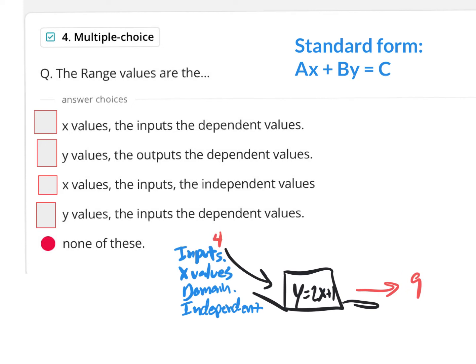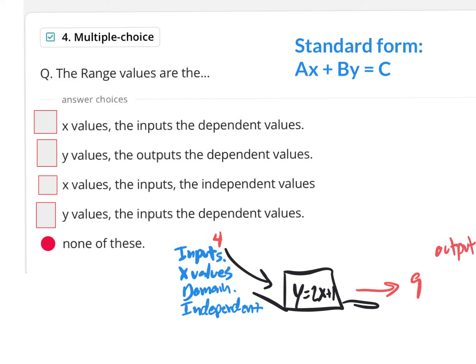The answer 9 is dependent on the 4, because if I would have plugged in a 5, then the 9 wouldn't have come out. If I would have plugged in a 5, 2 times 5 is 10 plus 1, it would have been an 11. So the 11 would be dependent on the 5. So I hope we understand that these numbers that we plug in, we can plug in any numbers we want. Those are independent values. But the numbers that come out depend on that independent value. That 9 depends on the 4. If that 4 wasn't a 4, then that would not be a 9. Anyways, the 9 that comes out, that's called your output.